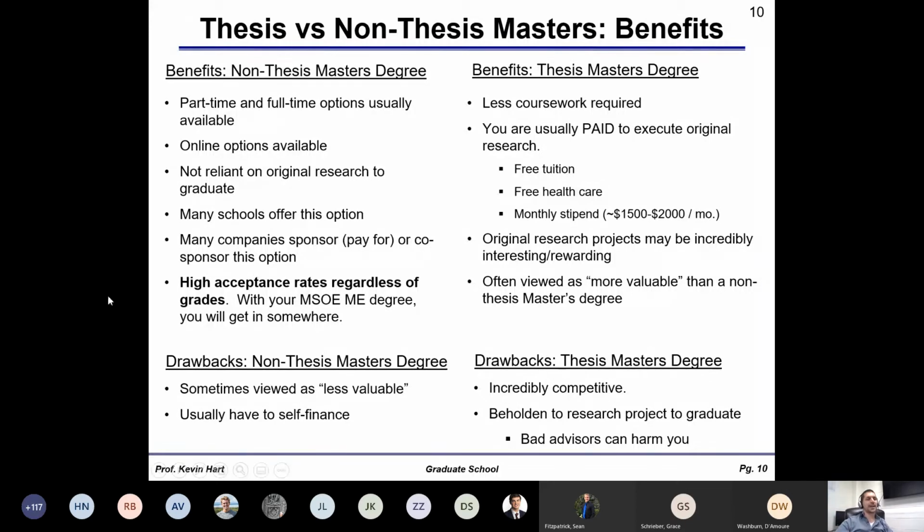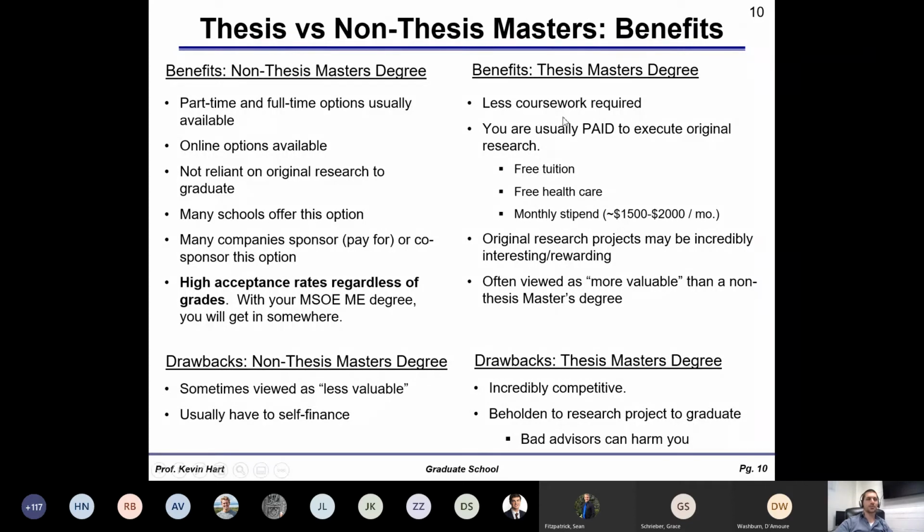And there are generally high acceptance rates regardless of your grades, okay? Here's my point back to the beginning. If you graduate from MSOE, you can probably find a master's non-thesis program somewhere that will take you, okay? Let's compare that to the thesis masters.